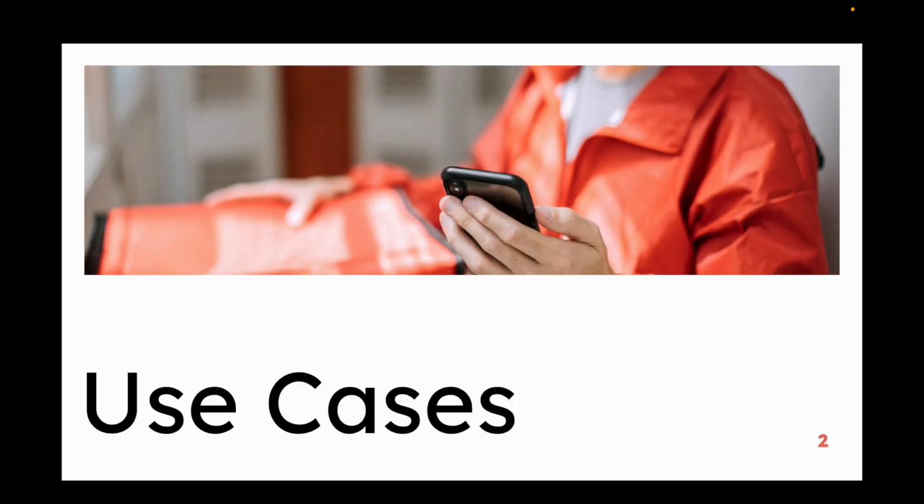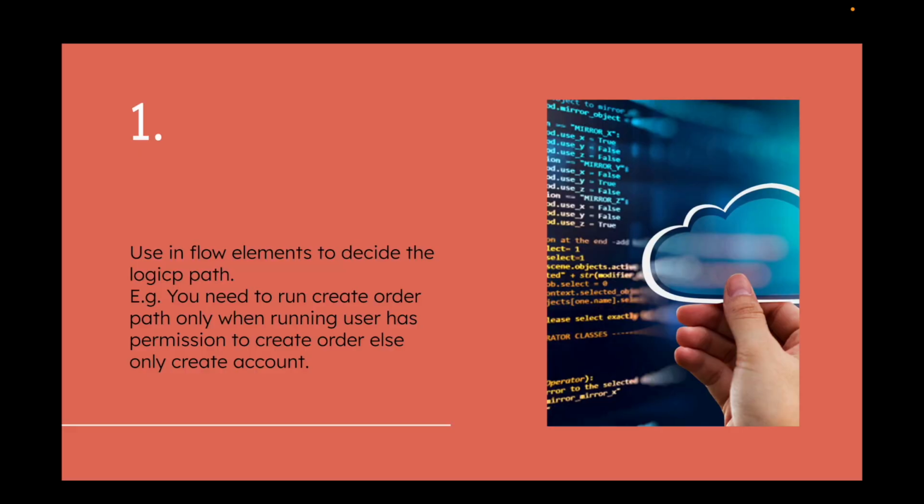Okay, sorry. So we'll go over some use cases of custom permission. First of all, we can use it in flow elements to decide our logic path. So we need to run the create order path only when the running user has the permission to create order, else only create account. While creating an account in the flow, its order path should be created. Similar to that validation rule, we'll check for the custom permission. If that running user has that custom permission, then it should allow it to create, otherwise it should not.